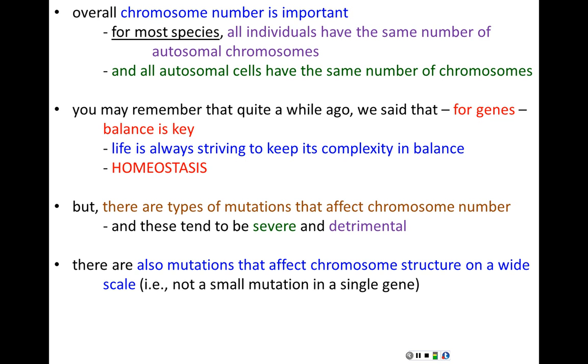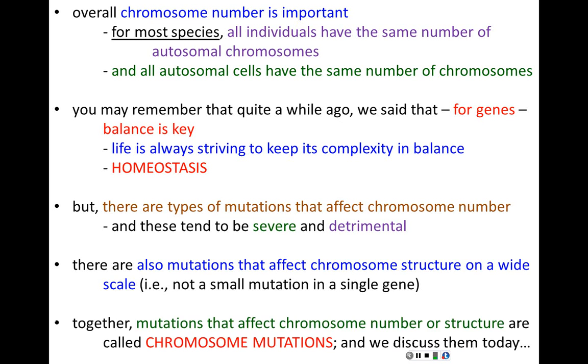There are also mutations that affect chromosome structure on a large, wide scale, not small mutations of a small subset of DNA sequence in a single gene. We'll talk about that in another lecture. Large mutations that affect the structure of the entire chromosome. Together, these types or classes of mutations, those that affect chromosome number and those that affect large-scale chromosome structure, are referred to as chromosome mutations. I'll also refer to them as chromosomal rearrangement mutations to kind of make that distinction. And that's what this whole lecture today is going to talk about.